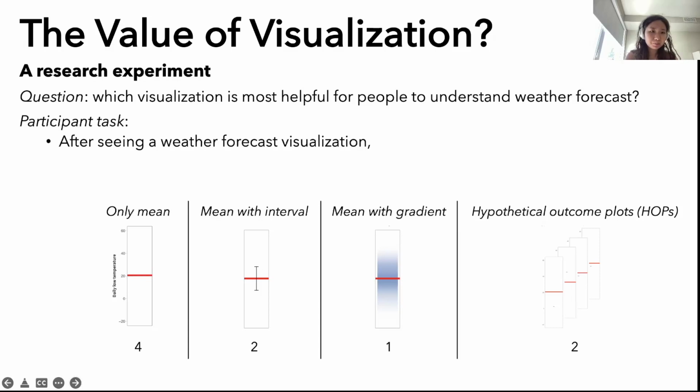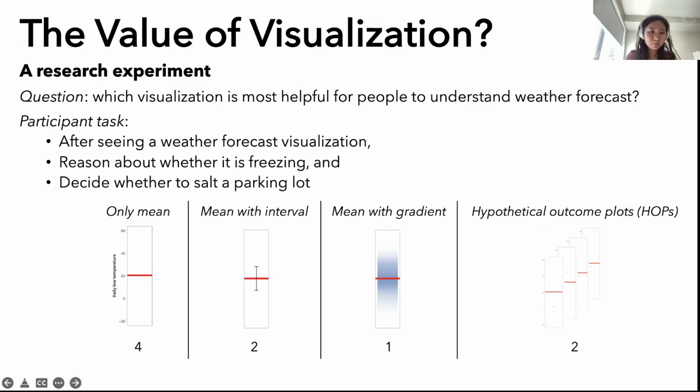So after they see a weather forecast visualization, they reason about whether the weather is going to be freezing, and they decide whether to salt a parking lot. So the stimuli is a visualization display that's one of these four types. And usually researchers report the result as a ranking of the average performance across these four different visualization types.